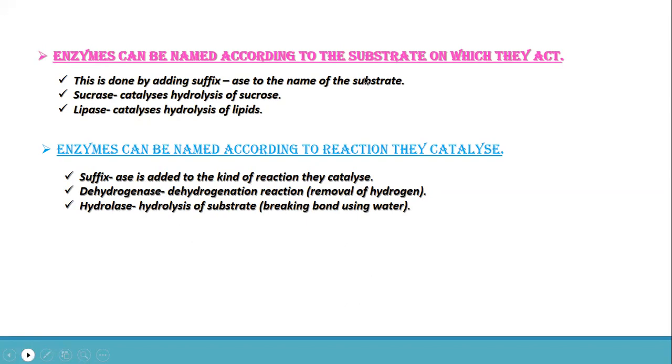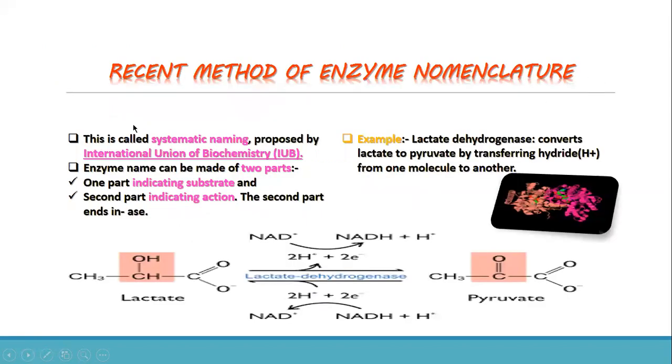Recent method of enzyme nomenclature. This is called systematic naming, proposed by the International Union of Biochemistry. An enzyme name can be made up of two parts, one part indicating the substrate and the second part indicating the action. The second part ends in ase. Example, lactate dehydrogenase.